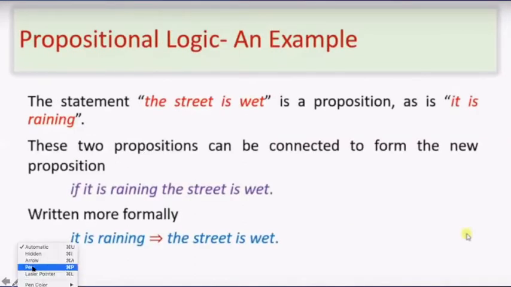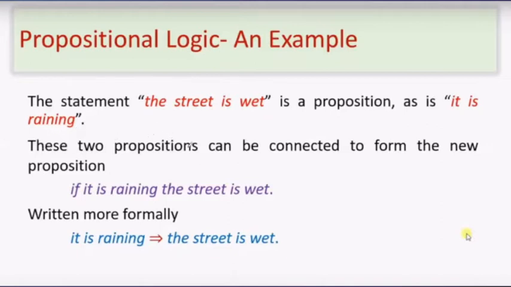Let's see how this propositional logic works. Now we have a statement: the street is wet is a proposition, as is it is raining. So there are two sentences: the street is wet, and another sentence, it is raining.